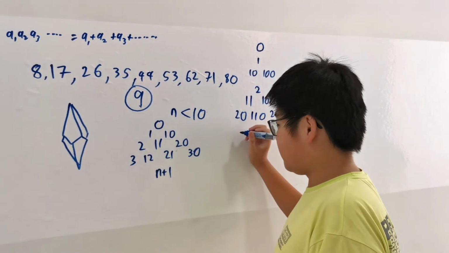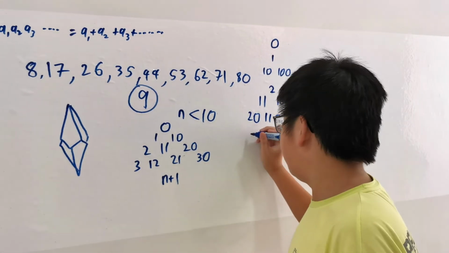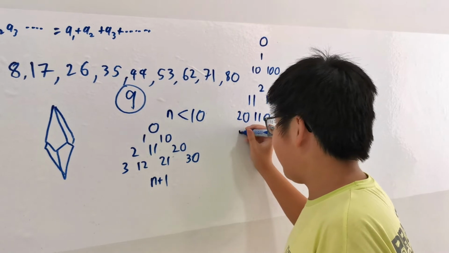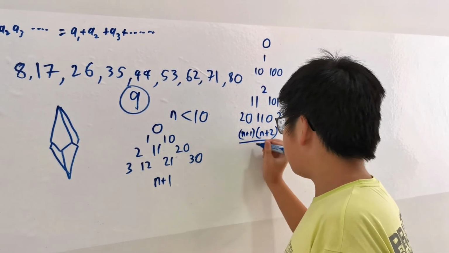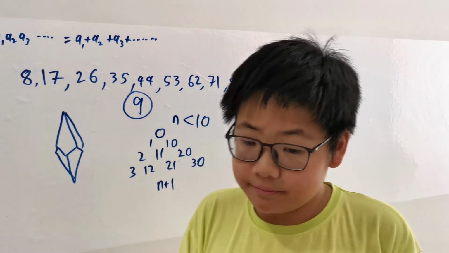Now, what is this? It's the formula for the triangular numbers. So what we need to find is the n plus first triangular number. Luckily, it has this little formula for you, which I suspect you should memorize.